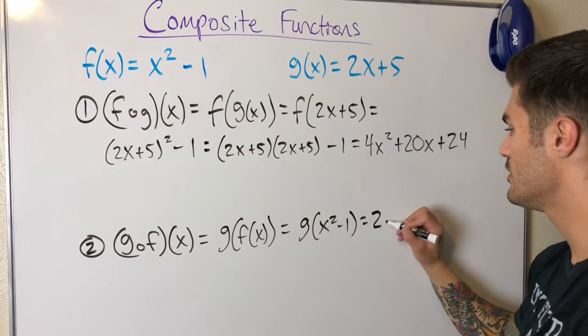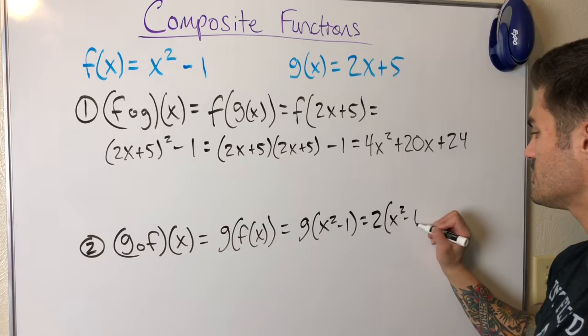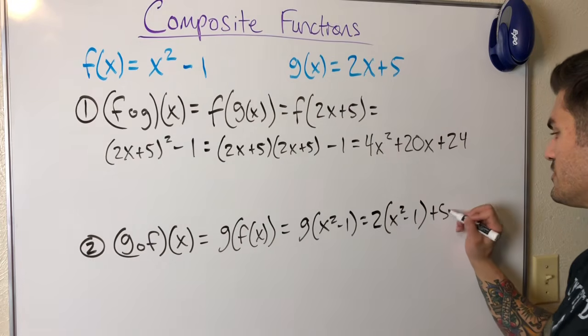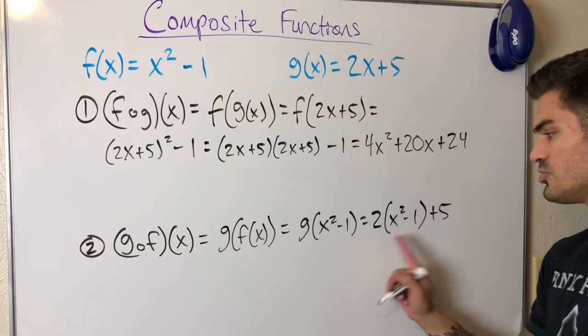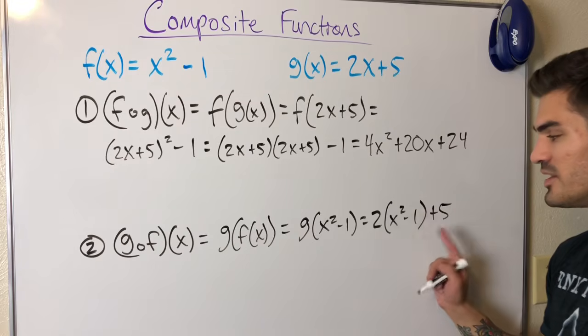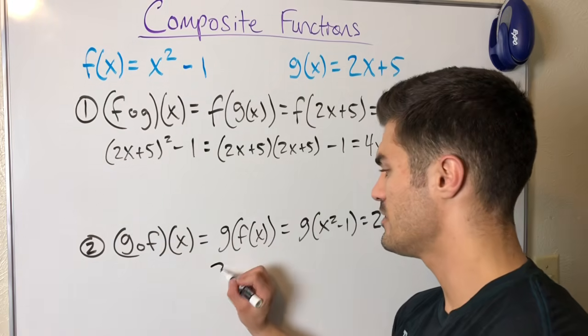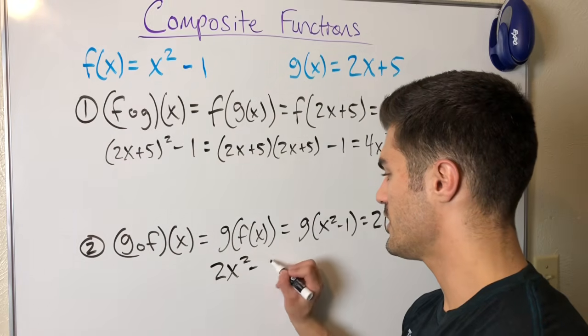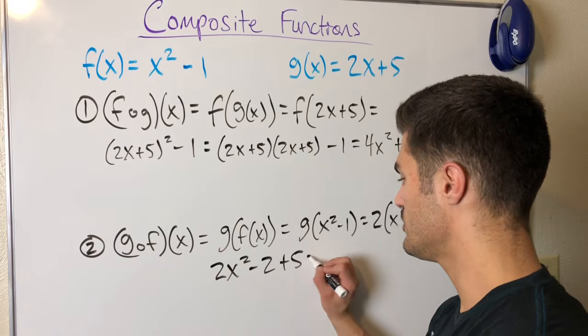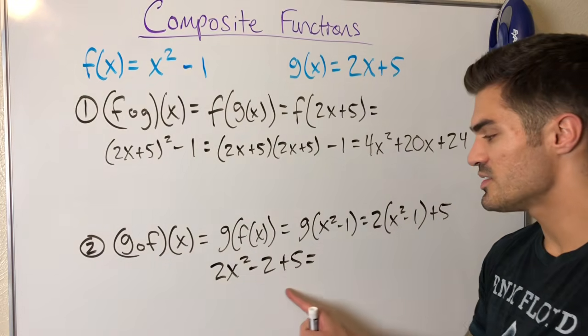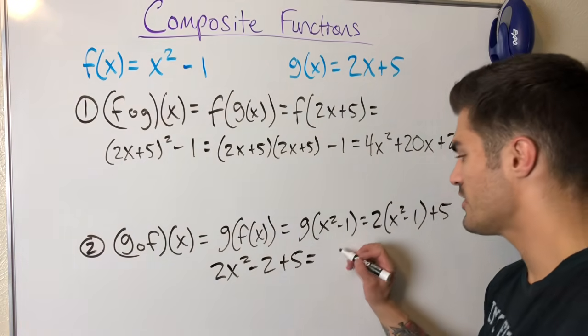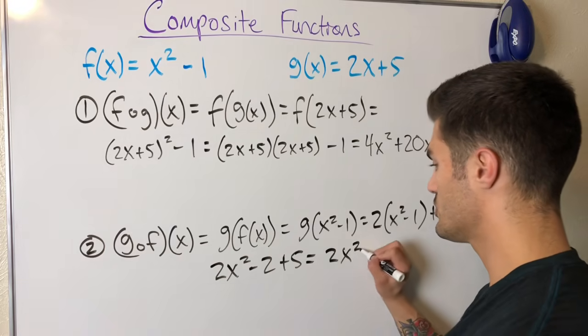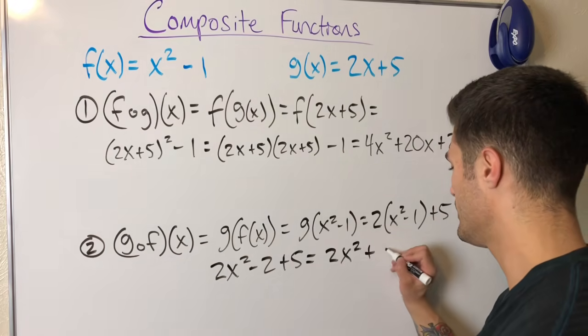So I have 2 times x squared minus 1 plus 5. I'm going to distribute this 2: 2x squared minus 2 plus 5, okay? 2x squared minus 2 plus 5. Hopefully this is still on the screen. And these like terms, minus 2 plus 5, I get 2x squared plus 3.